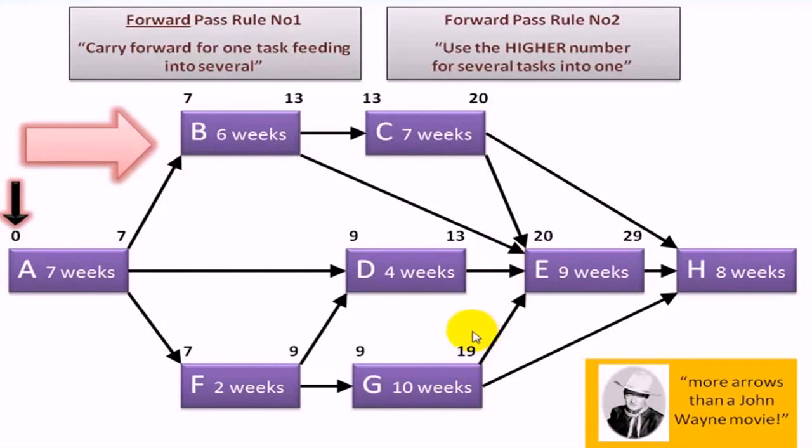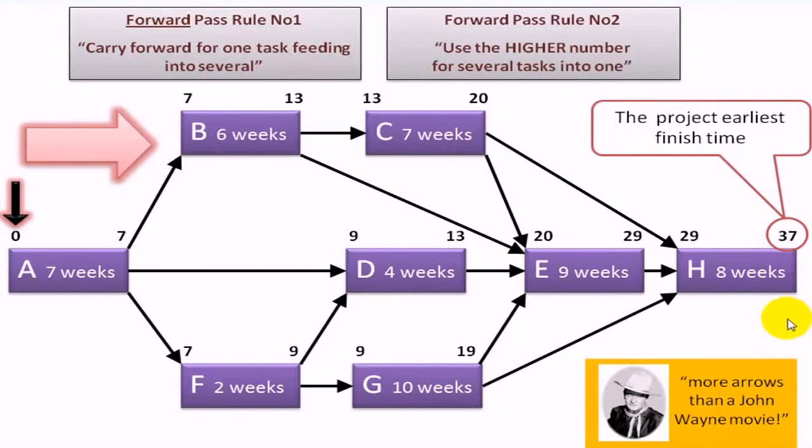Keep a clear head, it's very straightforward. Look at E. It has 4 inputs. So all we have to do is to follow the arrow back and see which is the highest number. So out of the 4, 20 is the highest, so it's 20 that will come here. Plus 9 gives you 29. Now task H, the final one, is fed from 3 tasks, again which is the highest. So it's 29 which wins the day. So it's 29 we put here, plus 8 gives you 37. And this, of course, is your project earliest finish time.